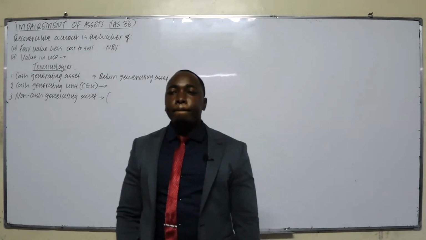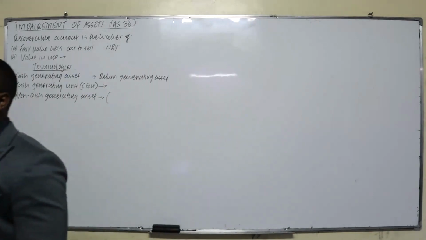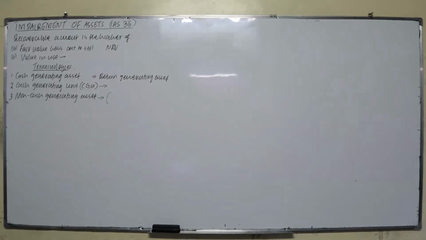And then B, allocate the balance of the impairment loss to other assets in the CGU, in proportion to their carrying amount.